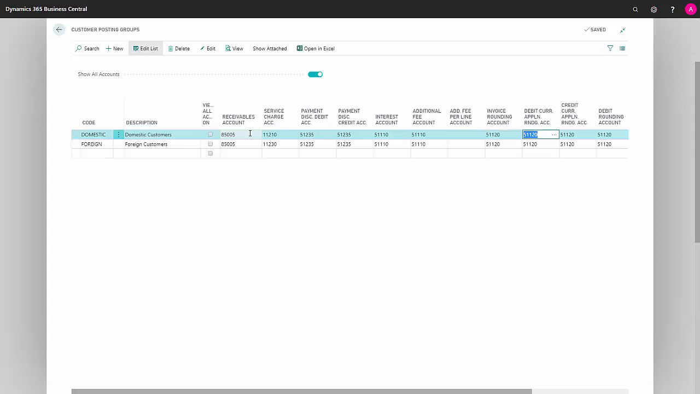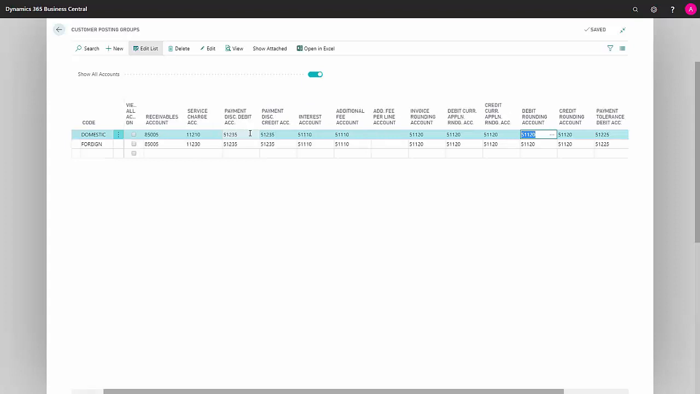Debit Currency Apply Rounding Account is the same as Credit Currency Apply Rounding Account, except that one is in debit and the other is in credit. This account will be used particularly if you are applying an entry on your customer in a different currency. Perhaps you've issued an invoice in euros, but the customer then pays in Danish kroner. That means there will be a rounding difference that will be posted to this account.